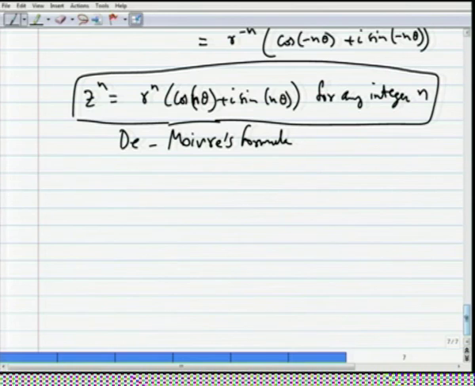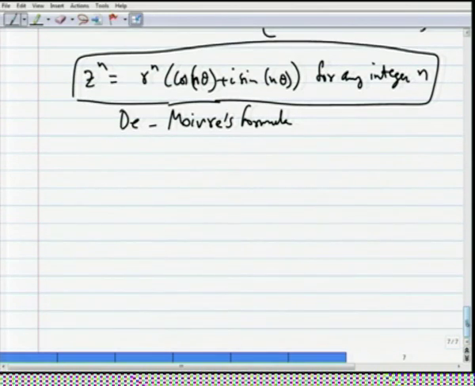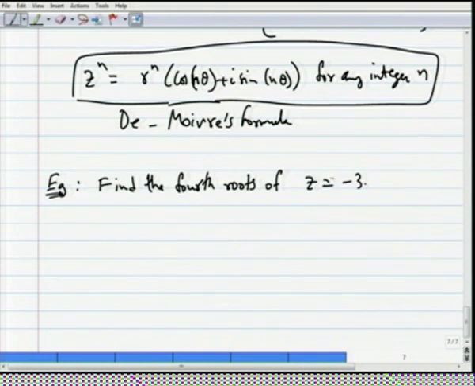All right. So, De Moivre's formula can be put to use at least in the following way. Here is an example. Find the fourth roots of z equals minus 3. Consider this example: z equals 3 cosine pi plus i sin pi. If we take the argument of z to be pi, we can write z like that, 3 times cosine pi plus i sin pi.